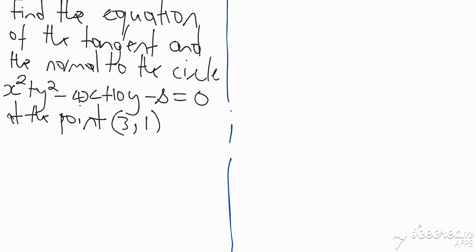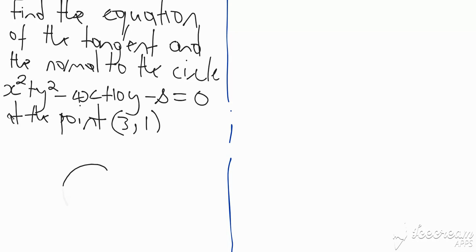Find the equation of a tangent and normal to the circle x squared plus y squared minus 4x plus 10y minus 8 equals 0 at the point (3, 1). Now, for me to have a better understanding of this, one of the first things I would want to do is to sketch a diagram.